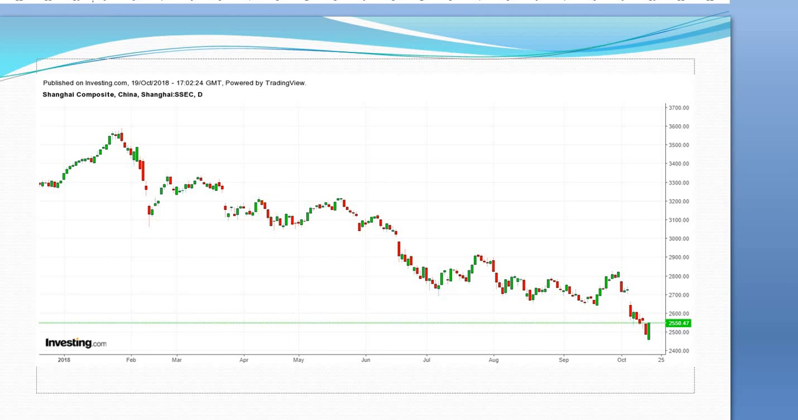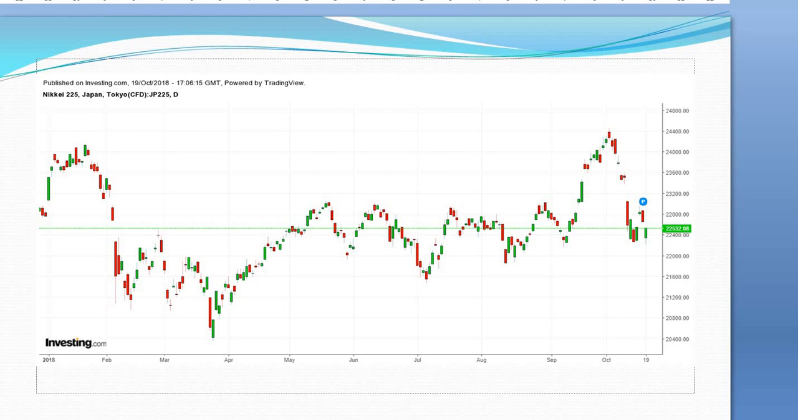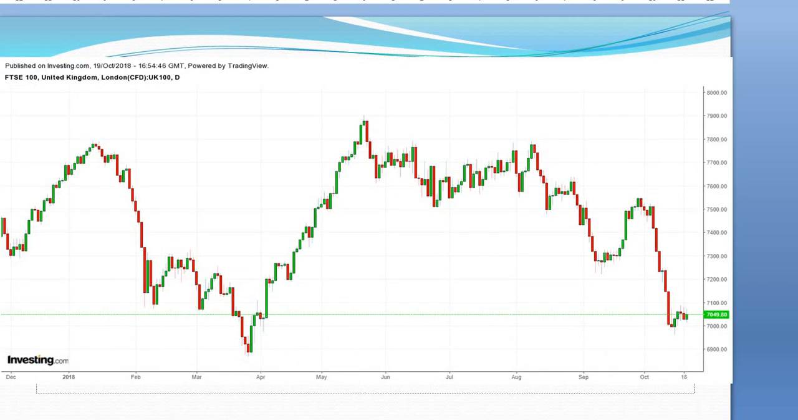Now let us have a look at the Nikkei Index of Japan. Here you can see in a daily chart, the Nikkei Index is also going through a lot of volatility, which indicates uncertainty during the coming months in Japan too. This is the FTSE index of the United Kingdom in a daily chart. Here you can see the same quantum of volatility, which indicates a lot of selling pressure on every upward move since the beginning of 2018.